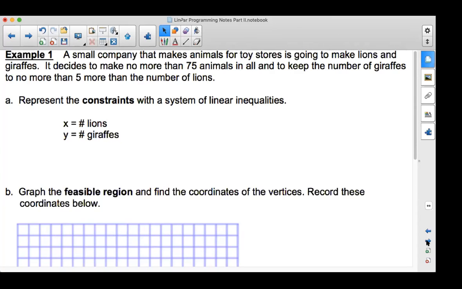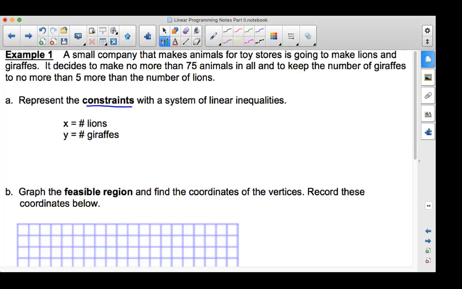All right, so we know we have lions and giraffes. It says represent the constraints with a system of linear inequalities. Remember we said constraints? That meant restrictions, which is essentially making a system of inequalities to restrict our graph to a certain area. It also says that we're going to use X for lions and Y for giraffes. Now, this might not always be given to you, and you might have to choose what your X and Y represent.